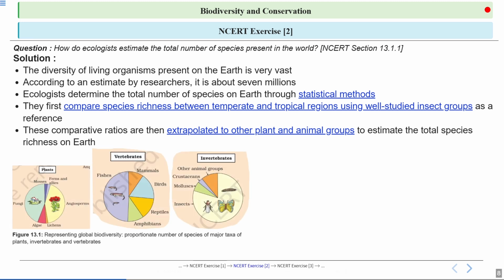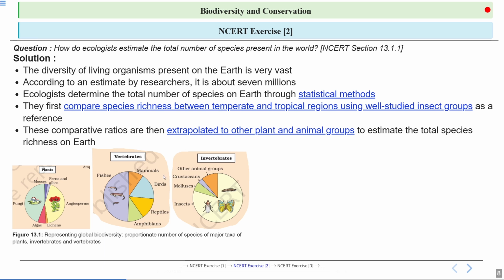In this image, you can see global biodiversity, the proportionate number of species of major taxa of plants, invertebrates, and vertebrates. So you can see here the global biodiversity. You can see the variety of life forms present within the invertebrates, vertebrates, and the plants.